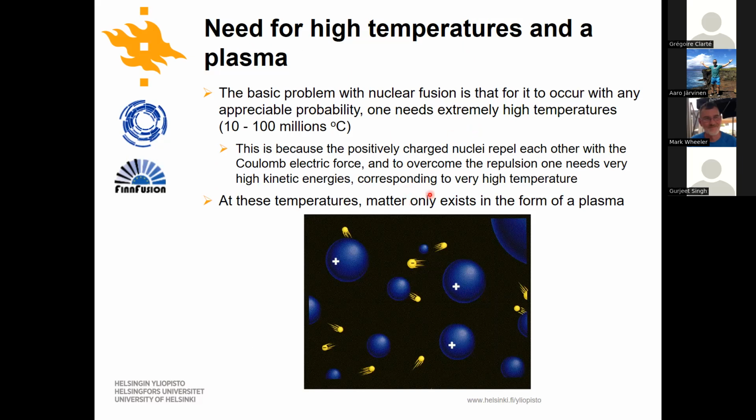But you need, as I pointed out, a high temperature, and at these high temperatures, around 100 million degrees C, all matter is in the form of a plasma. And a plasma again means that you have nuclei and electrons which are completely decoupled from each other, and this plasma is what you need to control and keep at a high enough temperature to form a fusion.